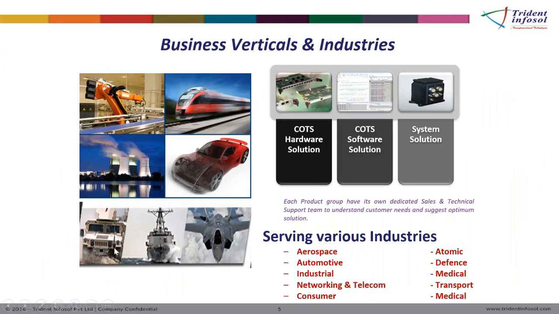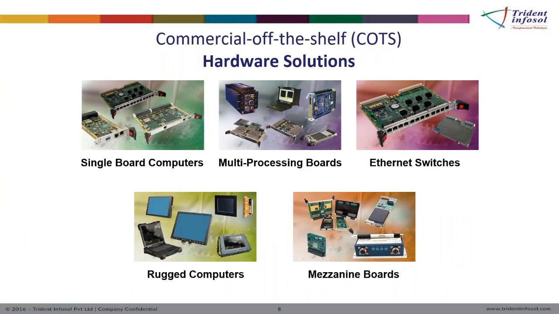Coming to the business verticals, at Trident we have 3 major verticals: COTS hardware, COTS software, and system solutions. Let me quickly walk you through that. COTS hardware is a division where we have a lot of readily available hardware, be it single board computers that go into avionics and other high-end applications, or maybe some mezzanine cards or daughter cards or IO expansion cards, or whatever you call them. So these are some of the things that we cater to.